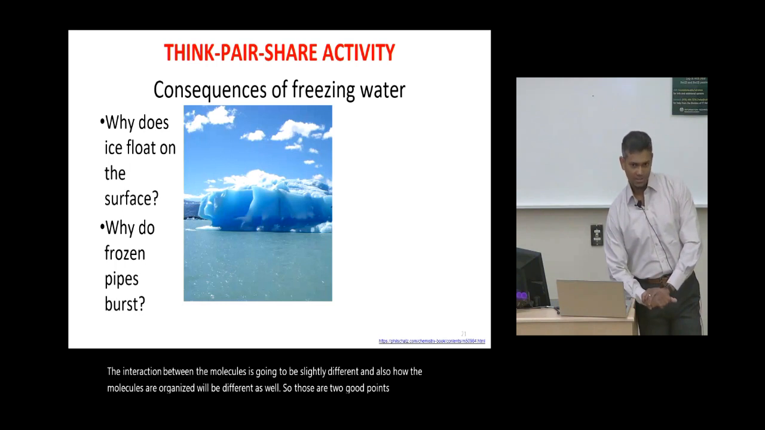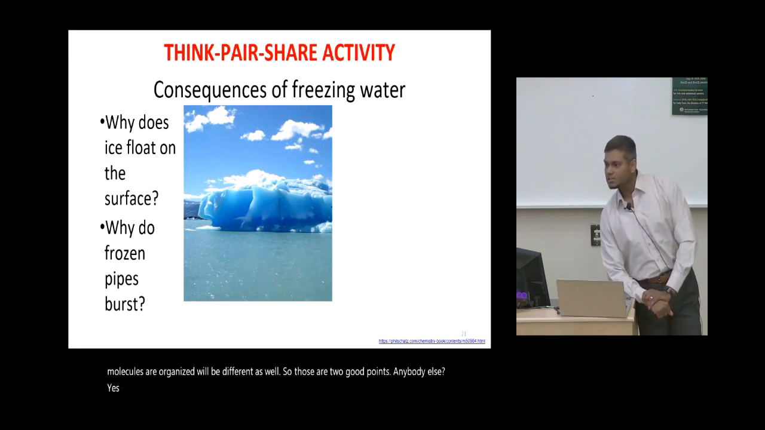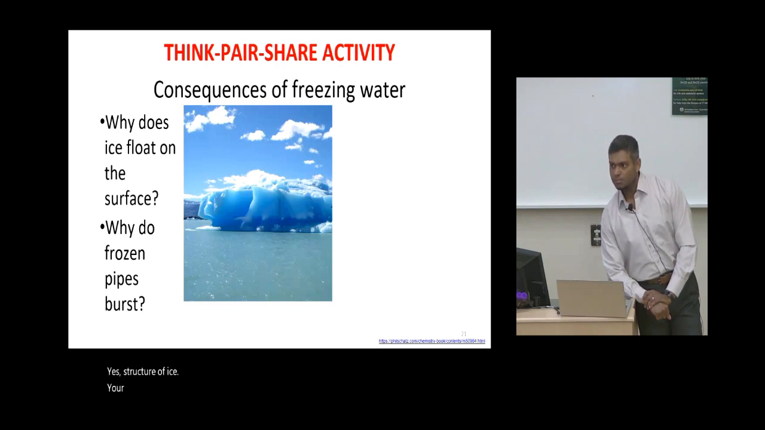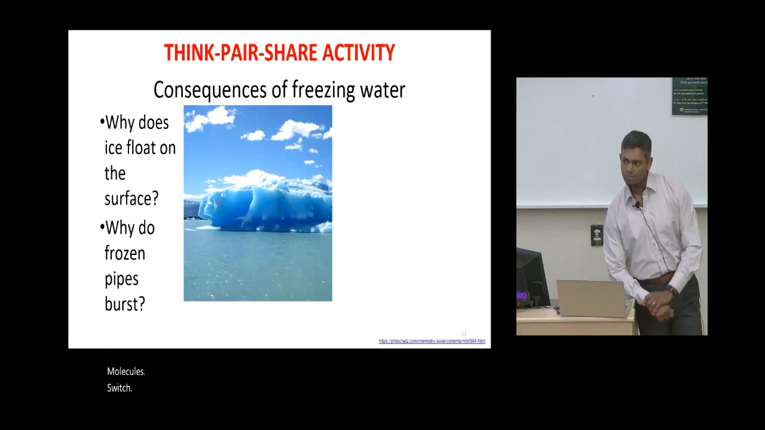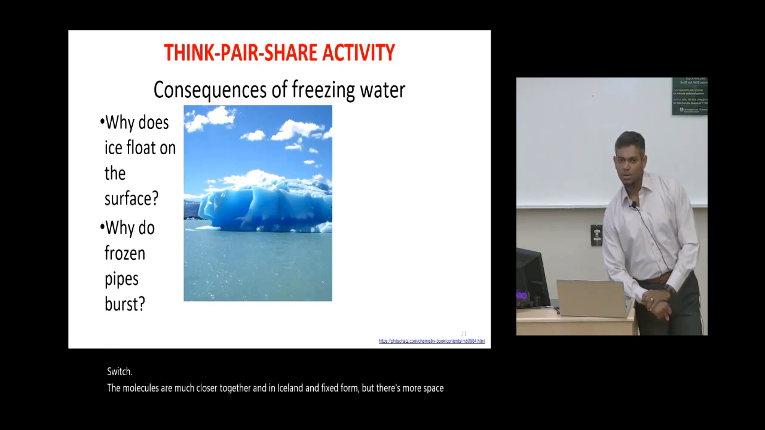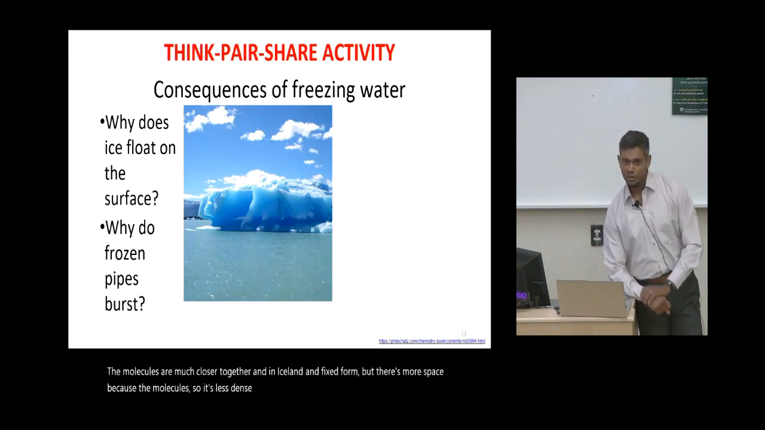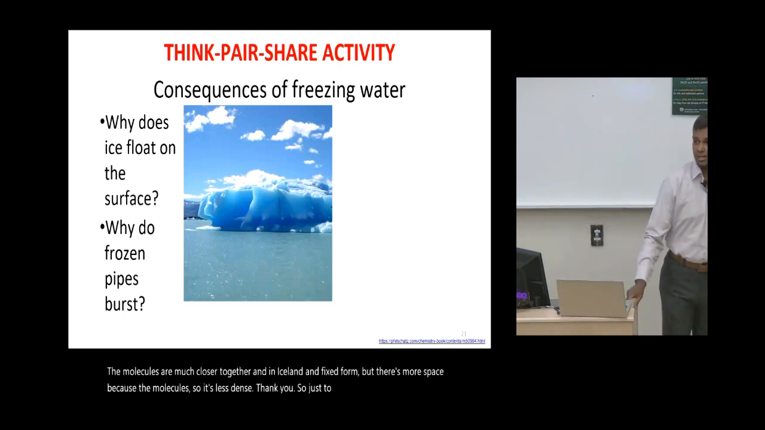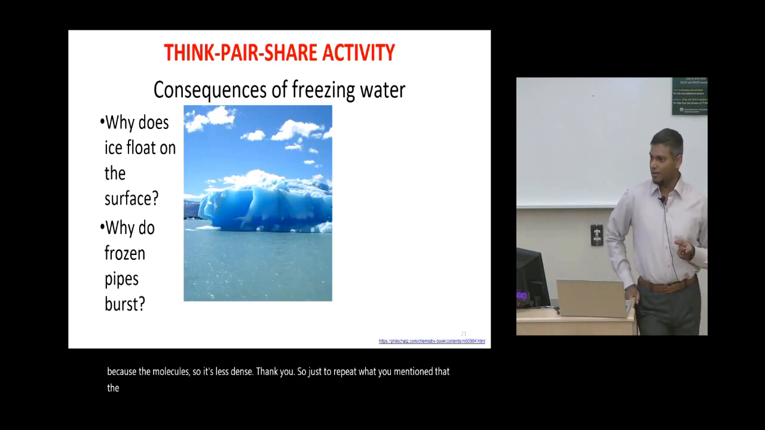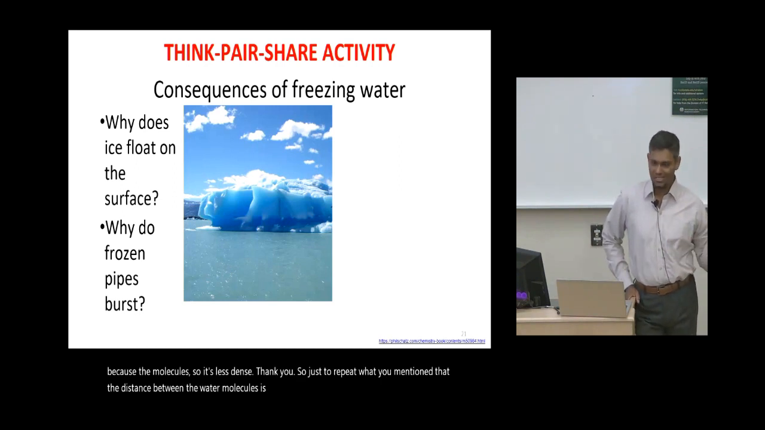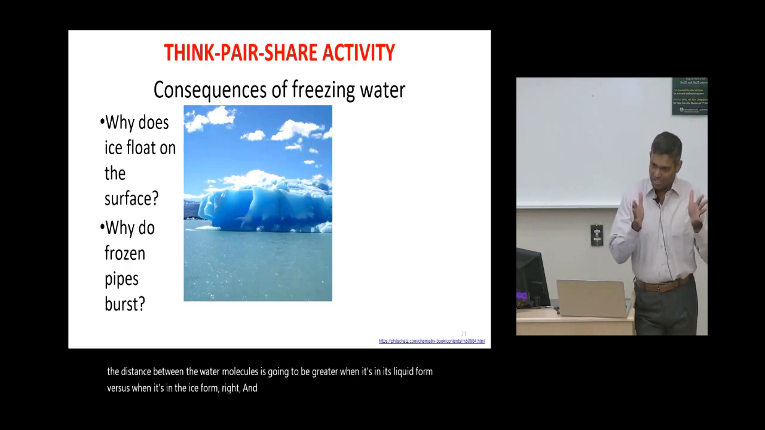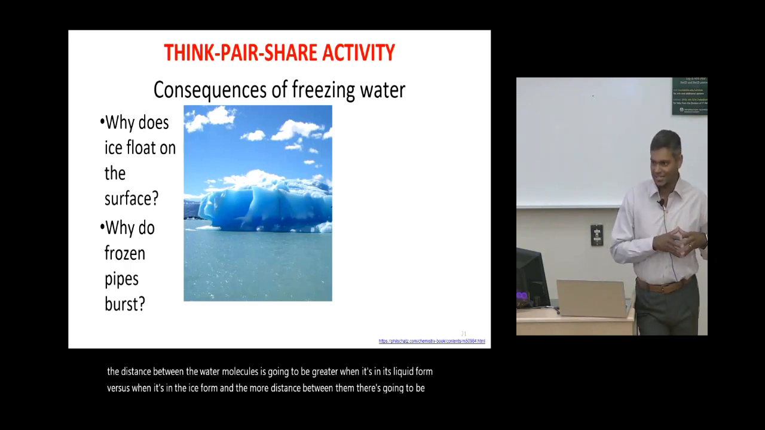Anybody else? Yes. The structure of ice is formed, but there's more space in between the molecules than with water, and ice is still in a fixed form, so it's less dense. Thank you. So just to repeat what you mentioned, the distance between the water molecules is going to be greater when it's in its liquid form versus when it's in the ice form, right? And the more distance between them, the less density, right?